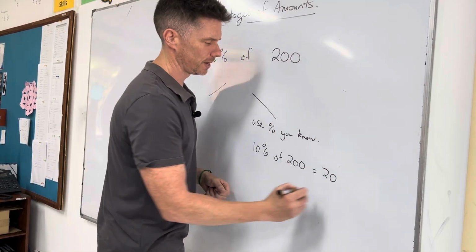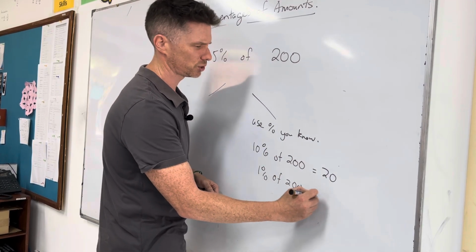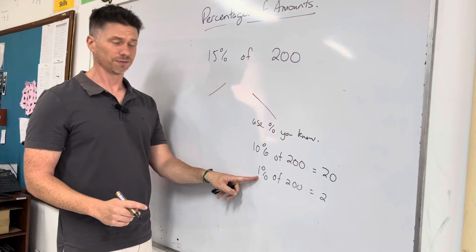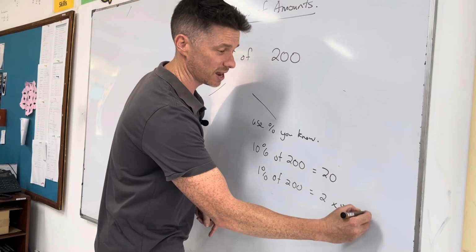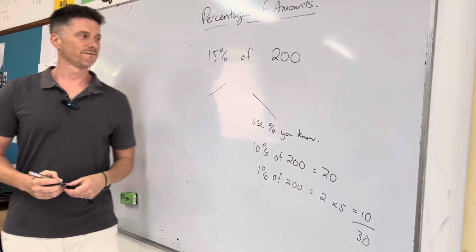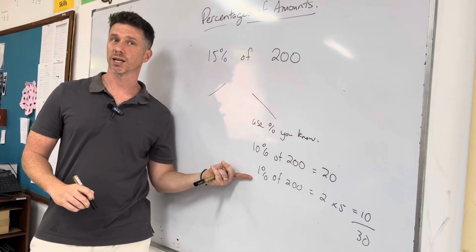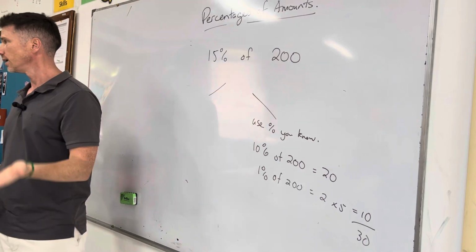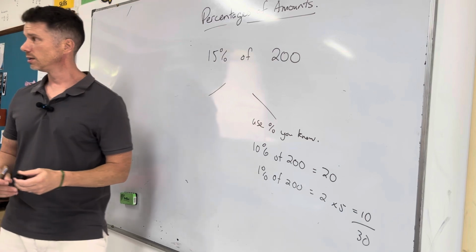20. What's 1% of 200? Is 2. And how many 1% do I need? I need 5 of those. So if I multiply that by 5, I get 10. Add those two together, and I'm at my 15%. I have 10% and then a bunch of 1%. Put those together. So I've used the percents I know and can do in my head. That's one method. The answer is 30, yes.